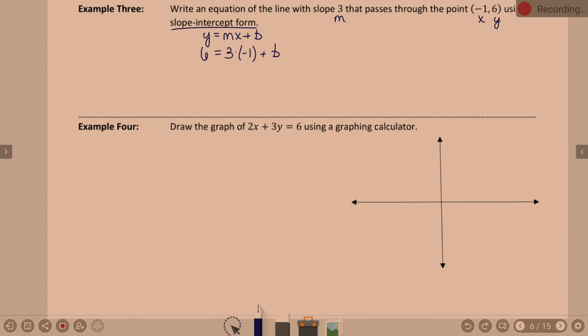What's this going to allow me to do? Find b. So do some math. 6 equals -3 plus b. If I add 3 over, then I know that b is 9, yes? So b is 9. Slope is 3. Do you have the information to write your equation now? You have the information to write that this equation is y equals 3x plus 9.